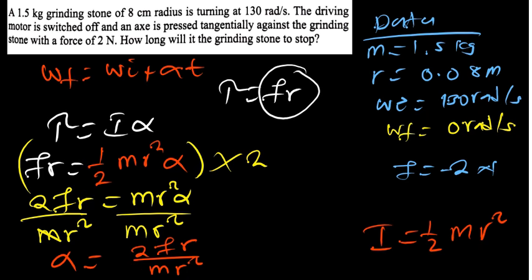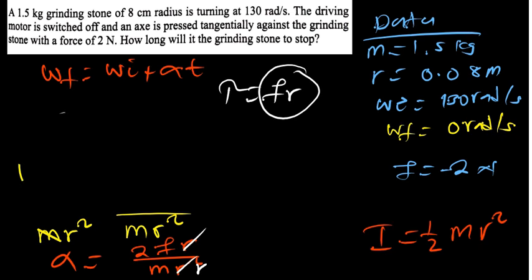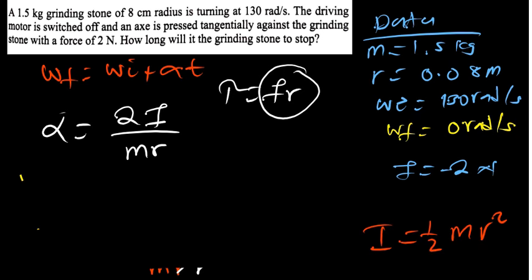We can clearly see that we have r on top and r down, so I would remain with 1r. Therefore, my angular acceleration will be 2F divided by mr. Let's plug in the values. Remember, the force was acting against, so it is negative, and it makes sense because it was turned off, meaning it was decelerating. So we expect the angular acceleration to be negative.